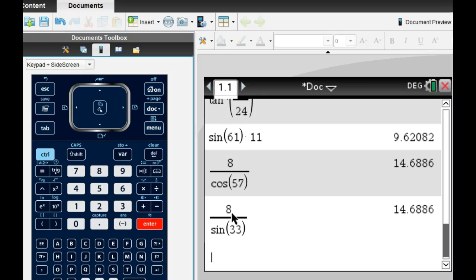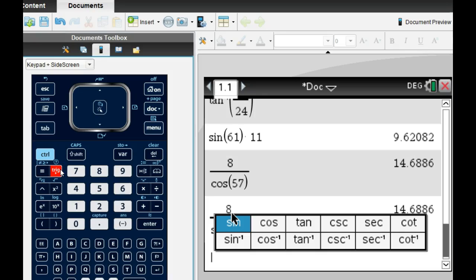Now, here's what I mean by inverses. If you remember being in your calculator and hitting that trig button, we've been doing these top 3, but on the bottom, you see these 3? These are called inverse trig functions.